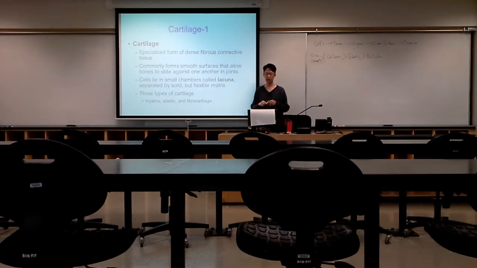And cartilage. Cartilage is also classified as a connective tissue because it is formed by dense fibrous connective tissue. So you can find cartilage easily at your joints. All your joints are lined with cartilage because cartilage forms a very smooth surface. So when your joints are moving, when the two bones are moving against each other, you will have a smooth movement. And also the cartilage works as shock absorption.